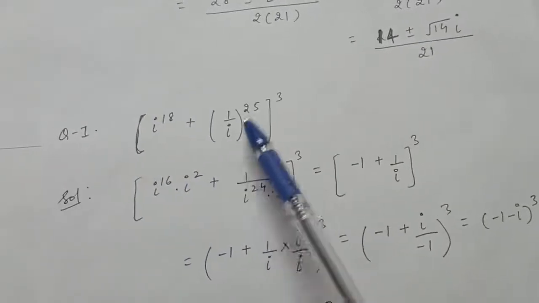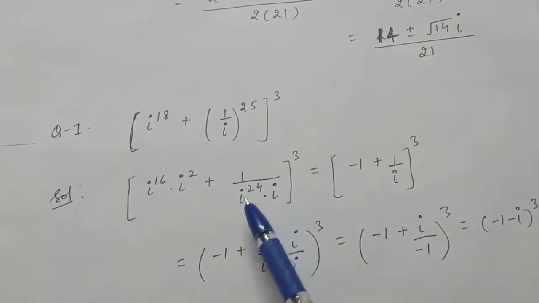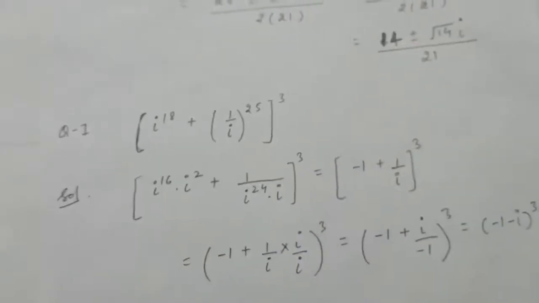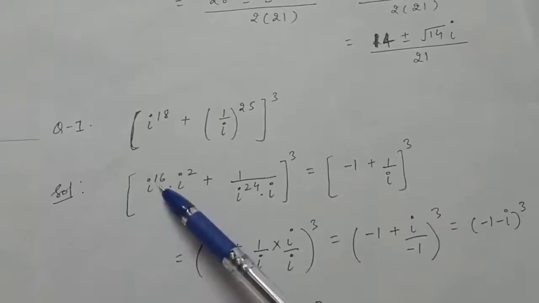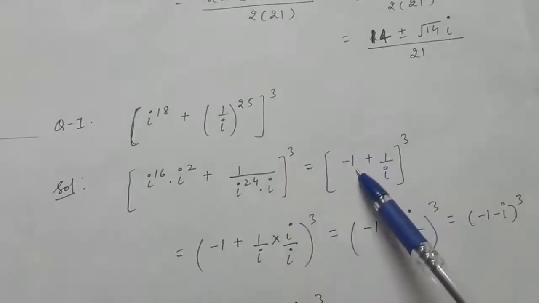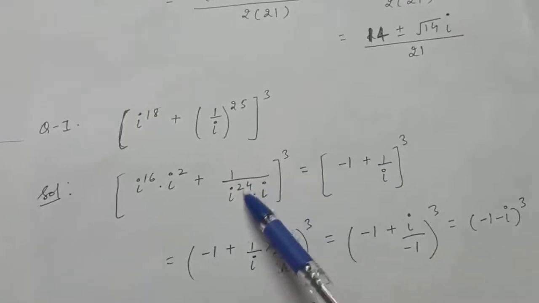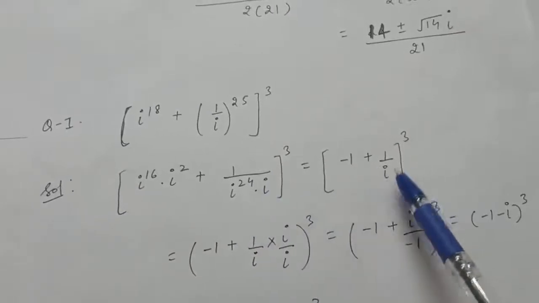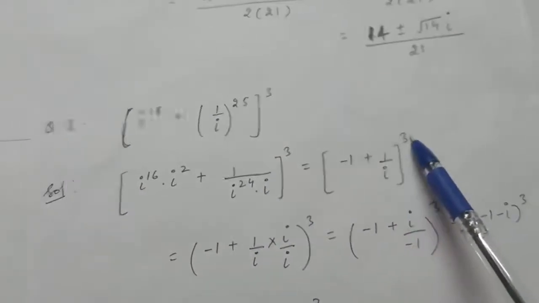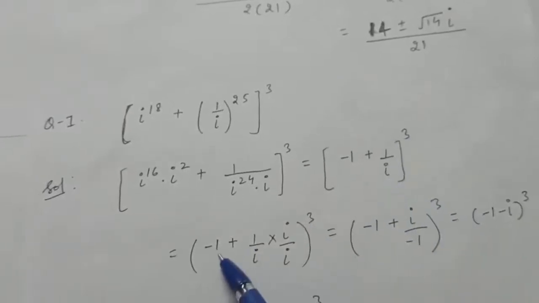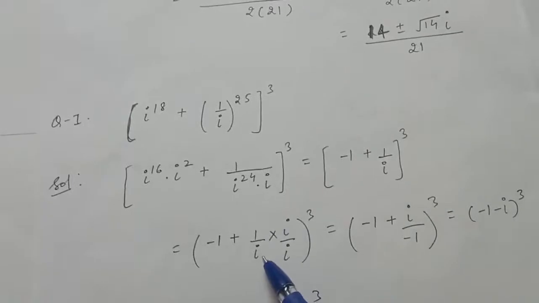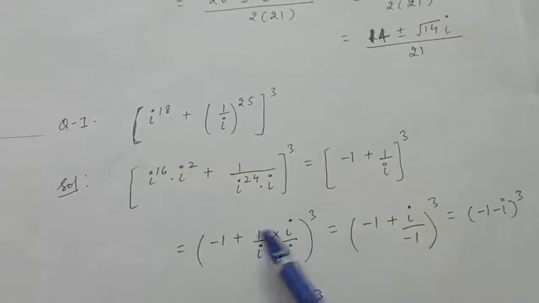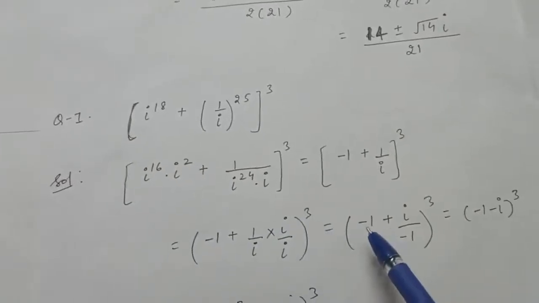Plus 1 upon, now iota raised to the power 25 can be written as iota raised to the power 24 into iota, whole cube, equal to, now see, iota raised to the power 16 is 1, iota square is minus 1, plus again 24 is a multiple of 4. Therefore iota raised to the power 24 is 1. So you will get 1 by iota whole cube. Now this is equal to minus 1 plus, rationalize this 1 by iota with iota. So multiplying and dividing 1 by iota with iota, whole cube, equal to minus 1.